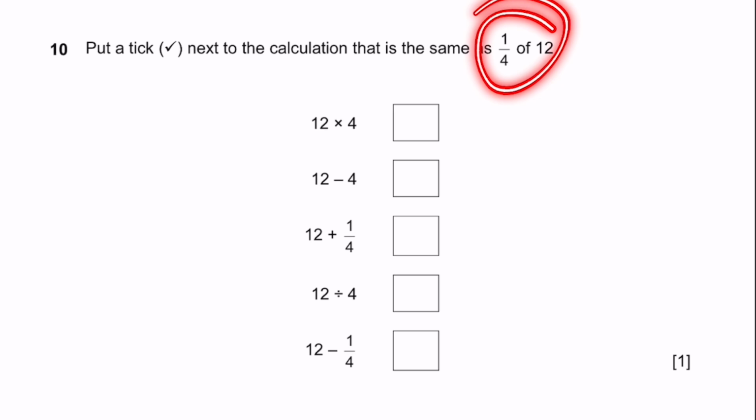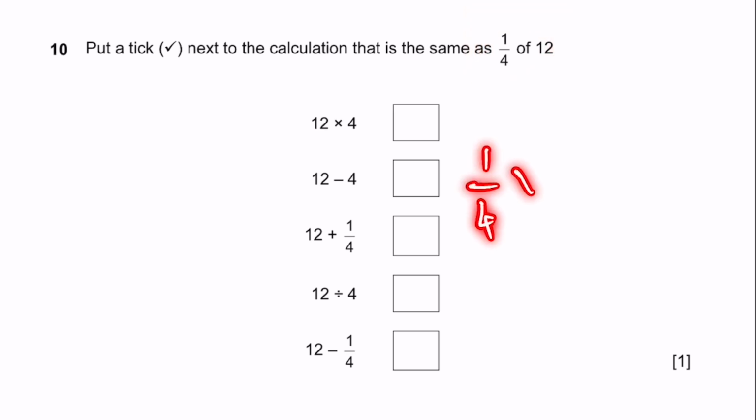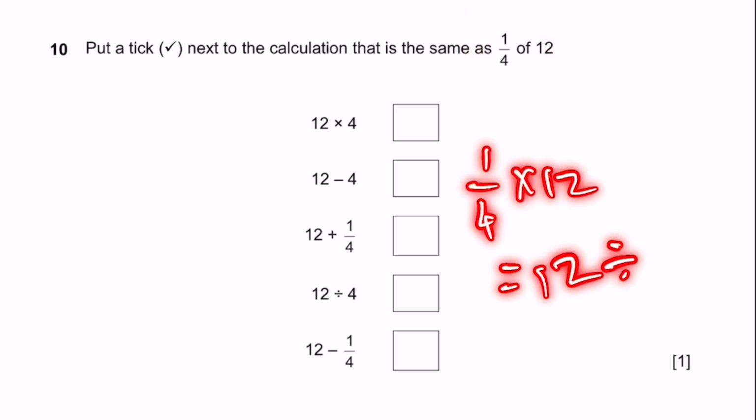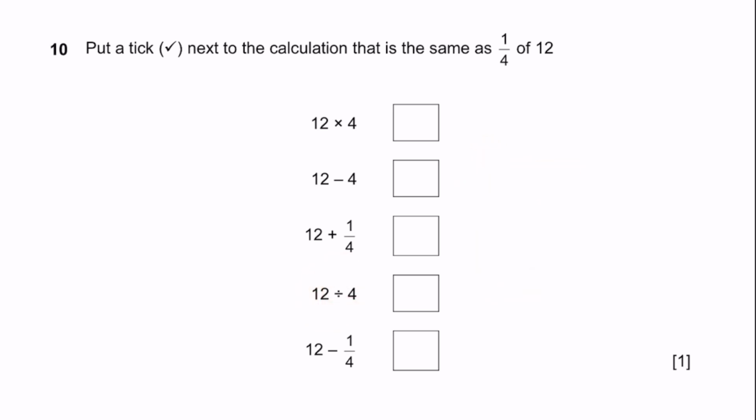Well, 1 by 4 of 12 means 1 by 4 multiplied by 12. That's equal to 12 divided by 4. And that's this one. So we can take that. That's the answer.